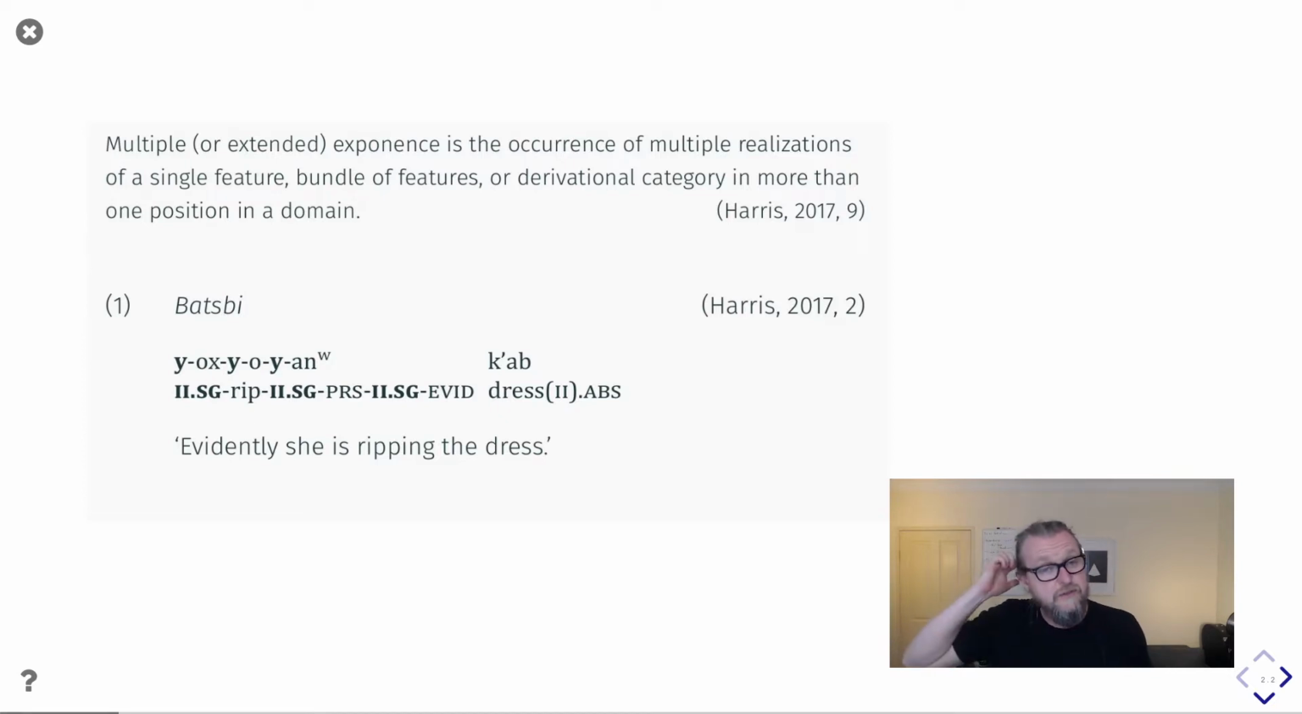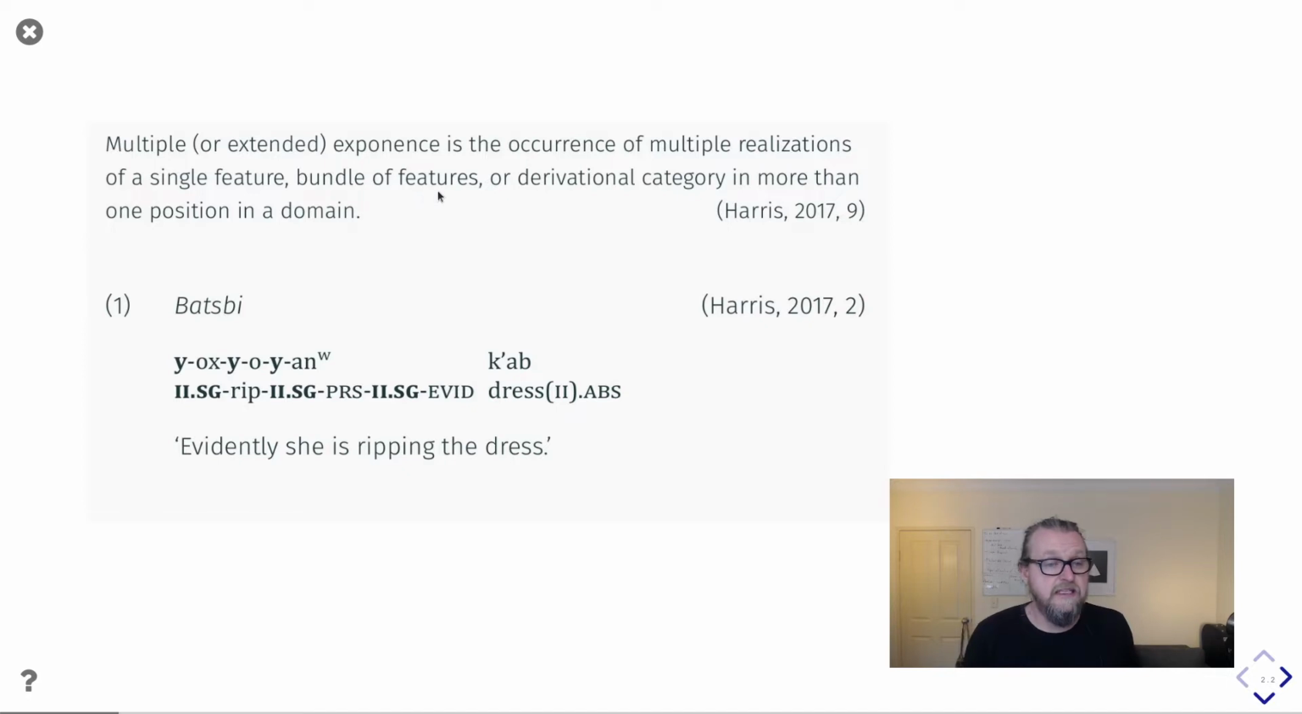This is the definition that she provides for multiple exponents. That is, multiple exponents is the occurrence of multiple realizations of a single feature or bundle of features or derivational category in more than one position in one domain. So we've got multiple realizations, that is multiple forms of a feature or bundle of features, in more than one position, which means pretty much the same thing as multiple realizations, and within some domain. This is of various interests depending on the domain you're looking at, and we're going to stick to the word domain for the purposes of this project, but it's very interesting to look at it at various domains.